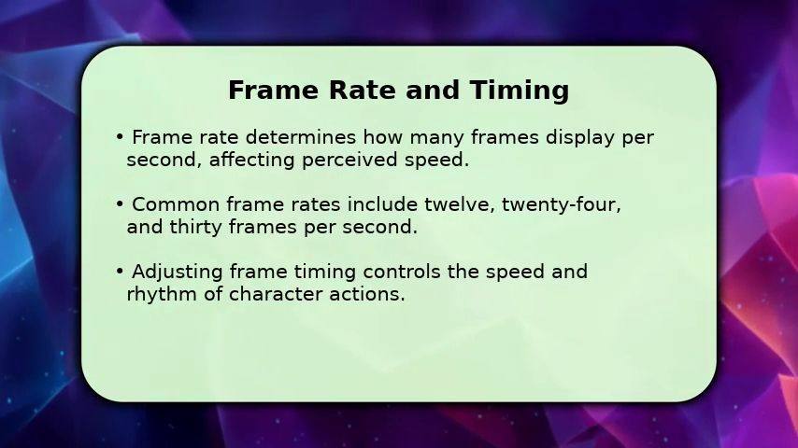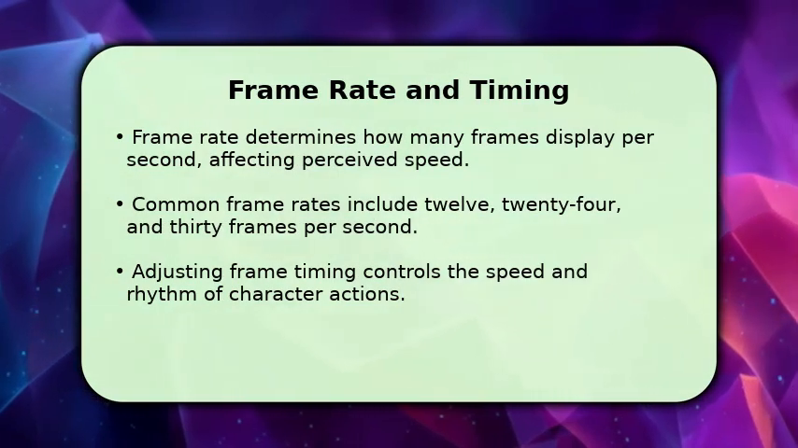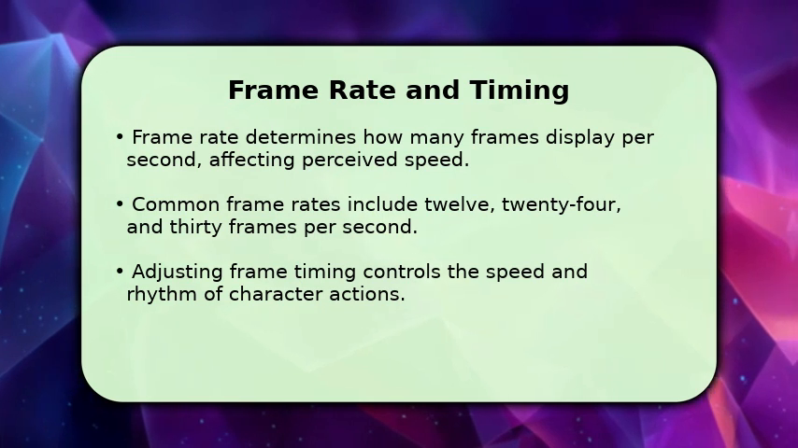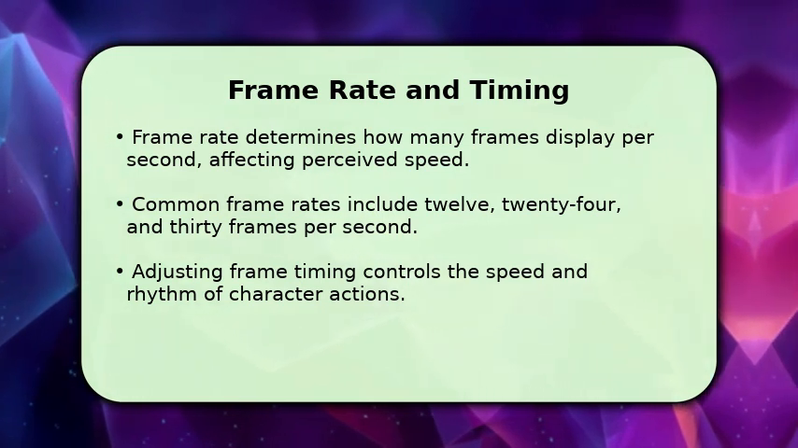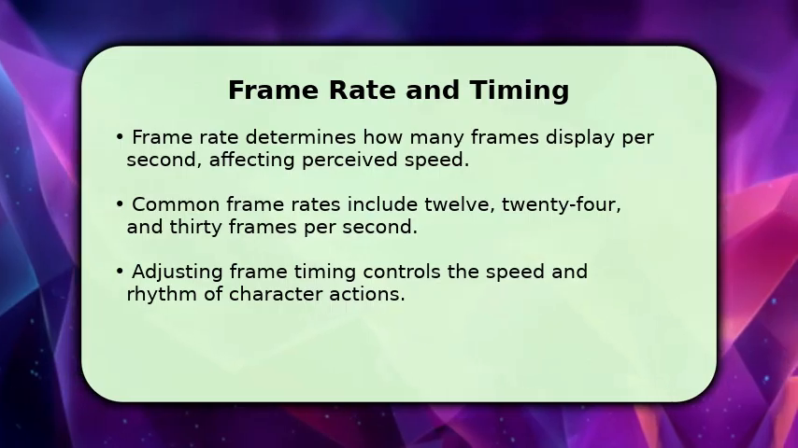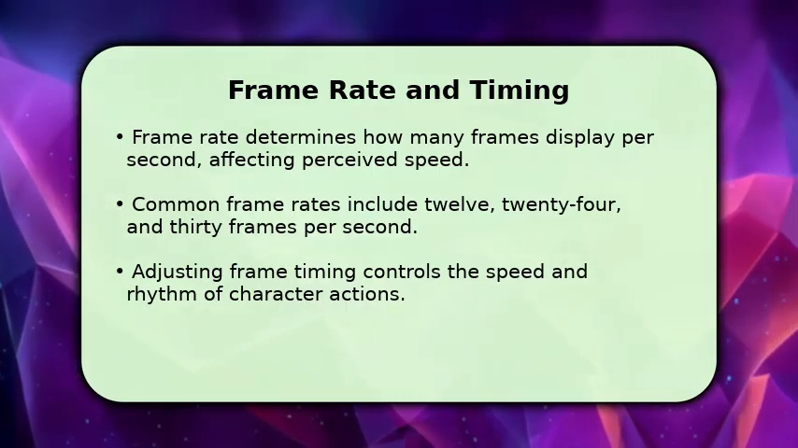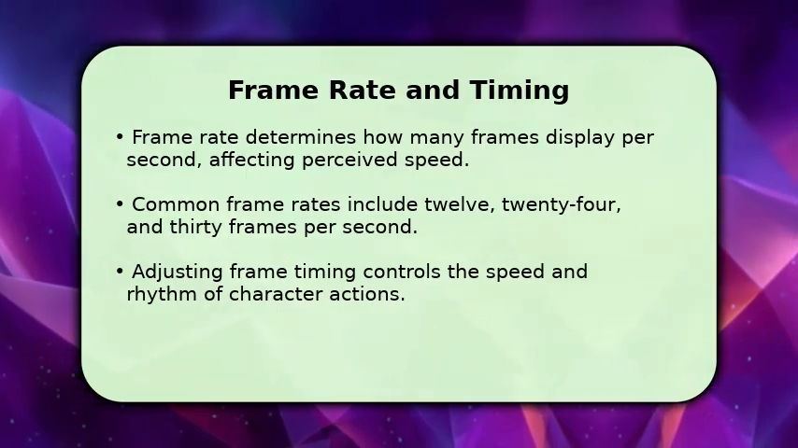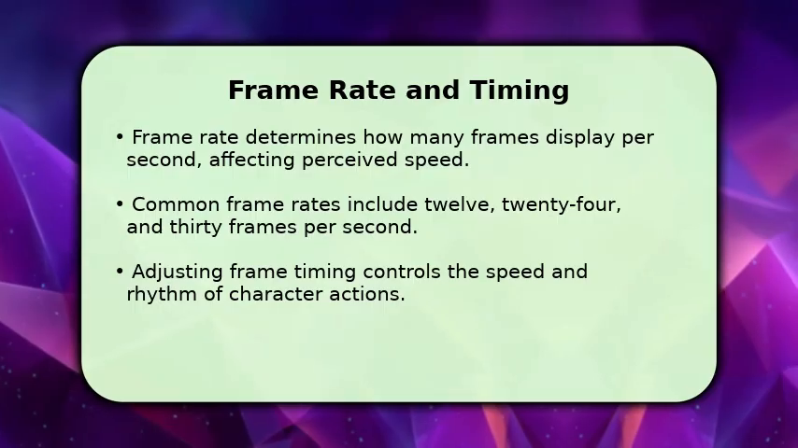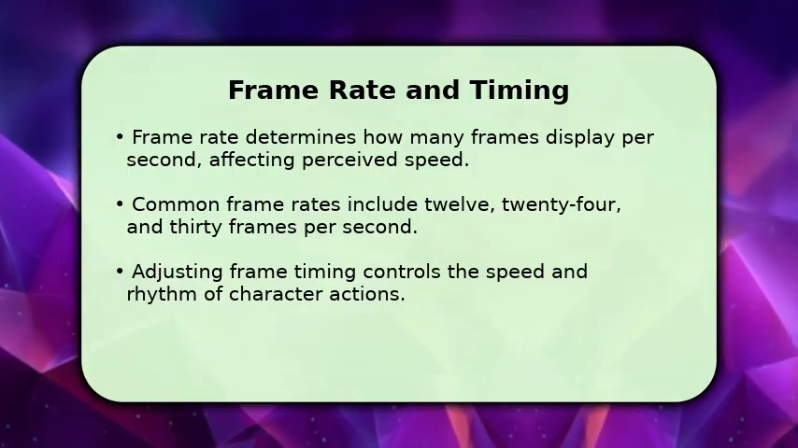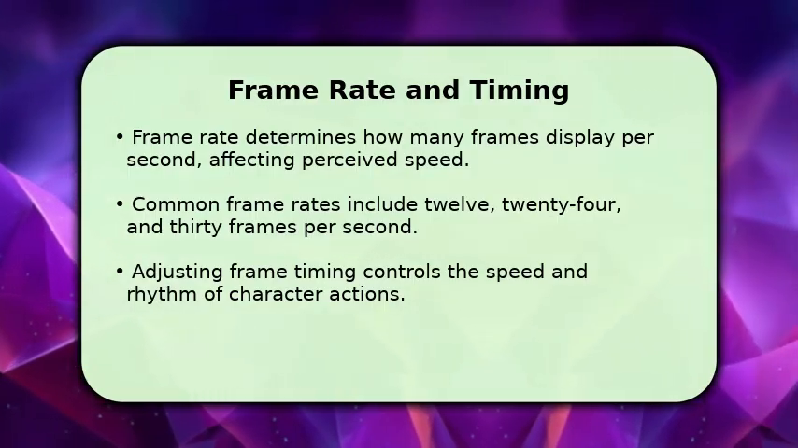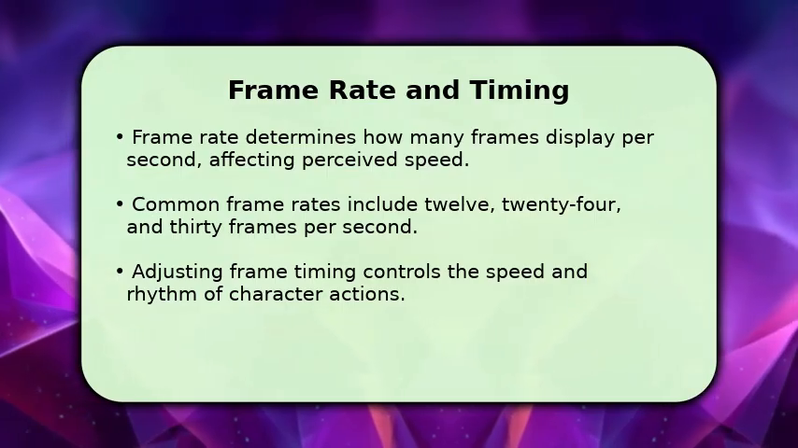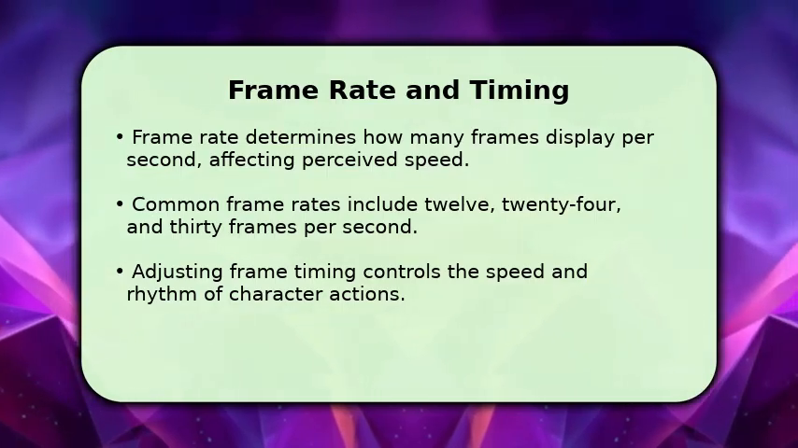Next, we'll discuss frame rate and timing, which are essential for the feel of your animation. Frame rate dictates how many individual frames are shown in 1 second, directly influencing how fast or slow motion appears. While 24 frames per second is standard for film, 12 frames per second can create a choppier, more stylized look. Precise timing of each frame allows you to control the weight, impact, and personality of every movement.